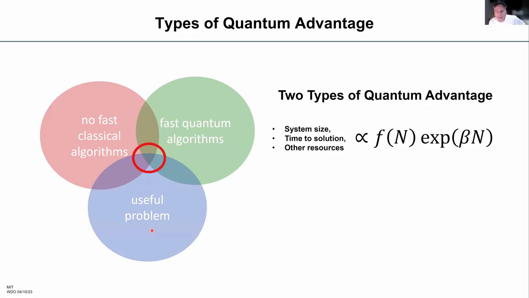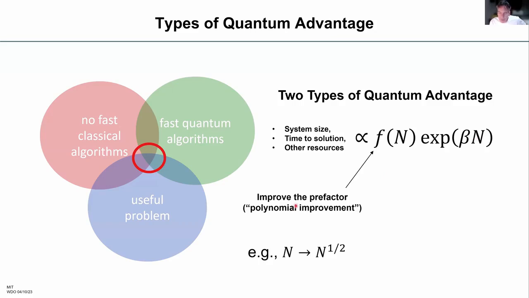And where this overlap occurs, we find that there are basically two types of quantum advantage represented by this formula here. And basically what we're saying is that the size of the system we need to do this computation, or the time until we get a solution, or maybe the energy required to get that solution, is proportional to a function of n, where n is the number of qubits representative of the size, and then an exponential where n is now upstairs.